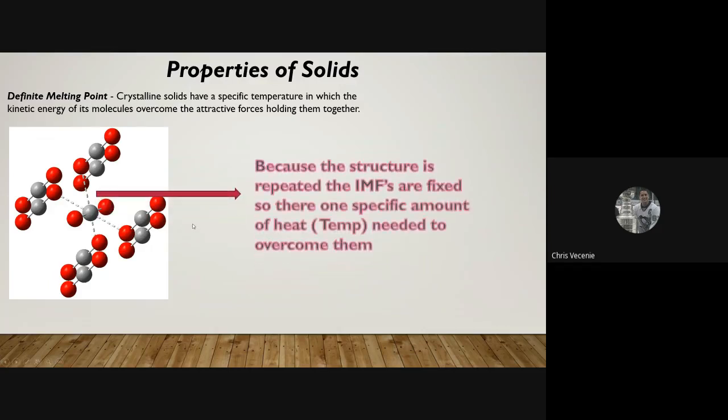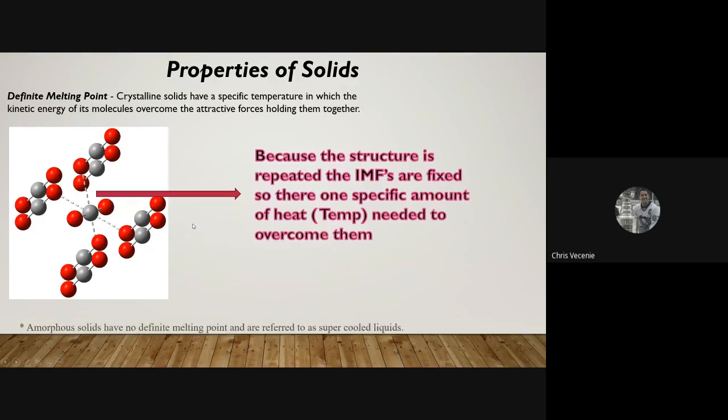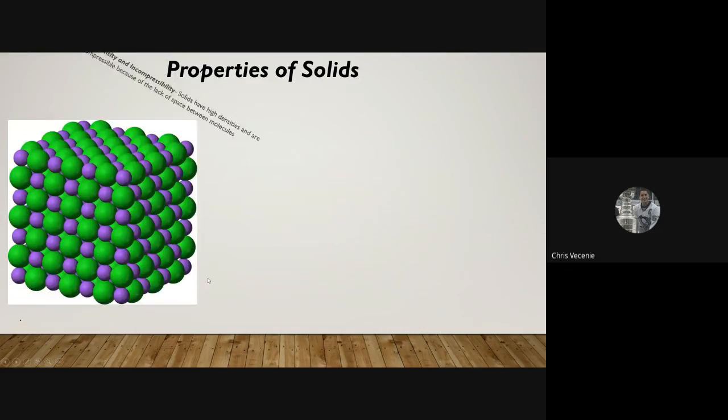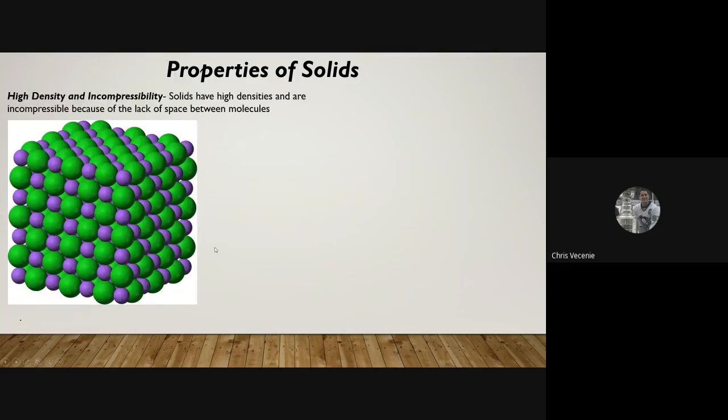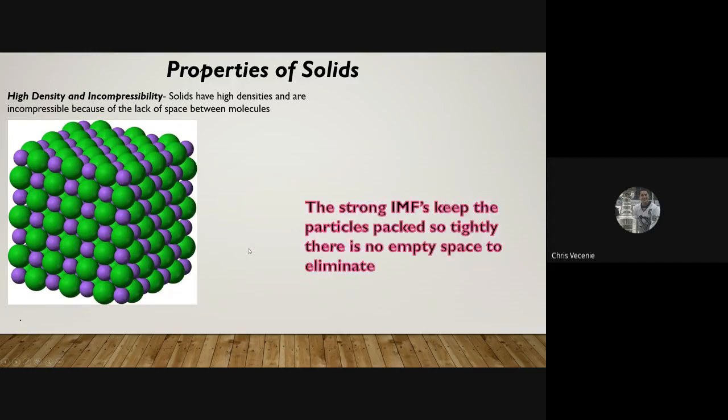Whereas the amorphous, they have a range of temps because at some points during the crystal, they have weaker IMFs and at other points they have stronger IMFs. So part of it starts melting at one temperature and the stronger stuff starts melting at a different temperature. We said that all solids are highly dense and incompressible because there's no space between the particles. Again, linked to the strength of the IMFs.